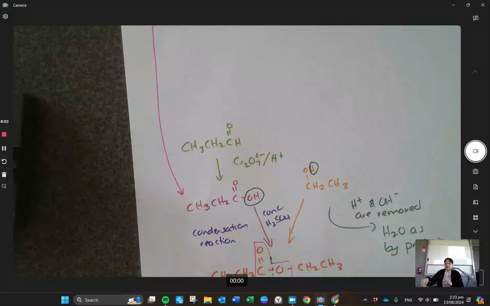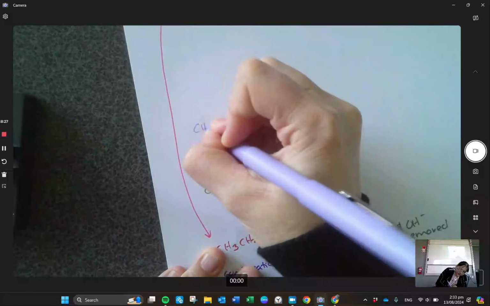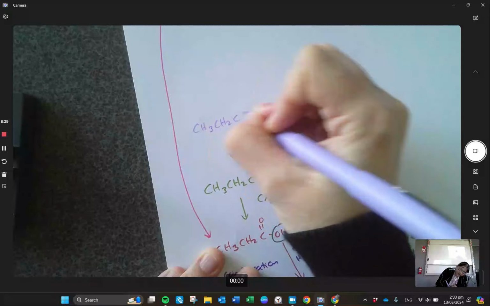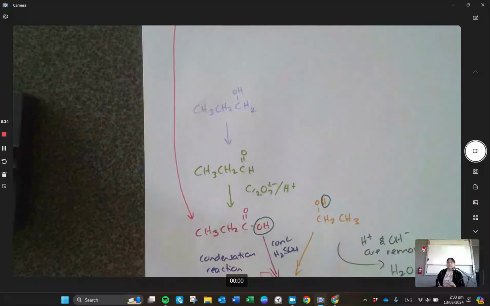Are we okay with how I did that step? Yes? Okay. If I want to make an aldehyde, what do I need before that? Alcohol. That is a primary. So again, just work backwards. You're allowed to do this in any order. Again, what do I need?